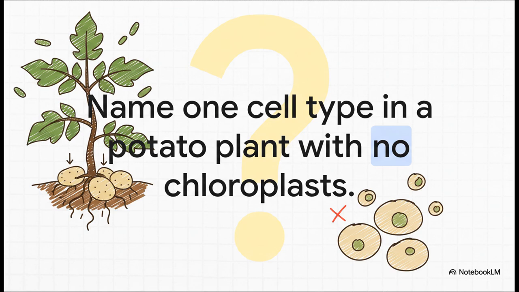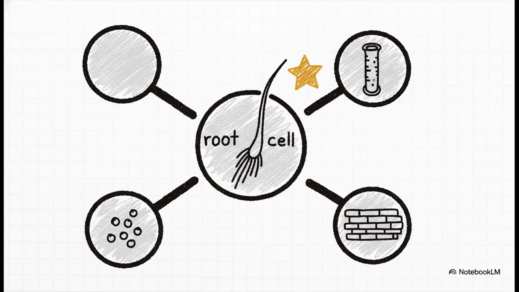Okay, this next one is a bit of a clever one. It's not just recall, it's about applying what you know. So if chloroplasts are all about photosynthesis, and photosynthesis needs light, what part of a potato plant is never going to see the sun? The first thing that probably pops into your head is a root hair cell, right? And that's a perfect answer. But check this out. The mark scheme gives you a whole list of other correct answers. Xylem, phloem. Knowing these can be a real lifesaver if your mind goes blank on the day.